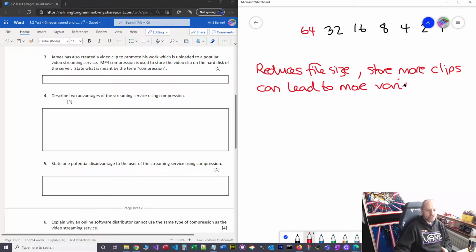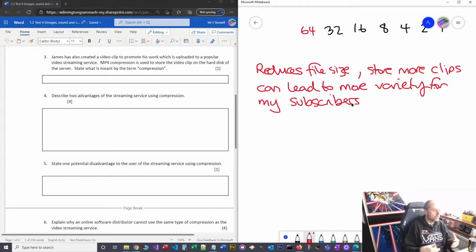So if I've got more storage space, then obviously I can store more stuff. You haven't got unlimited space. Okay, so you have to make some decisions. And the better I compress things, the more things that I can offer. More variety for my subscribers. I don't have to rotate my clips as much as maybe I would need to if I wasn't compressing them as well.